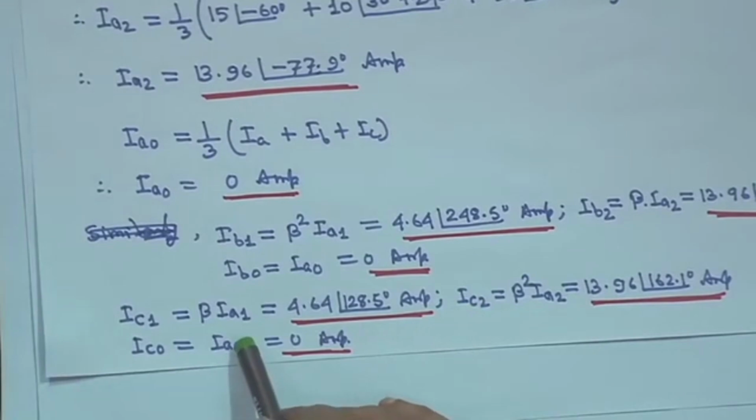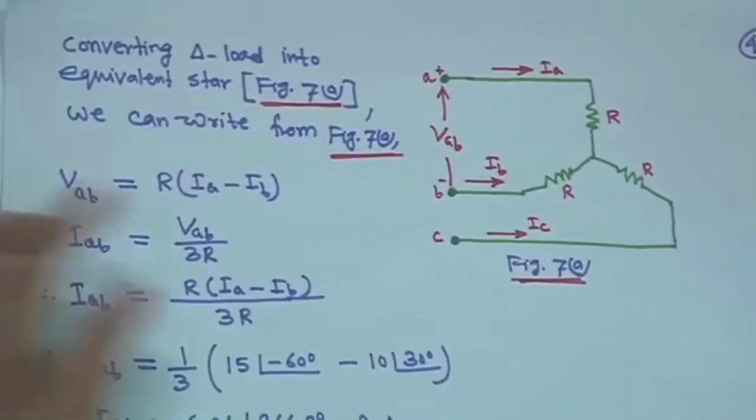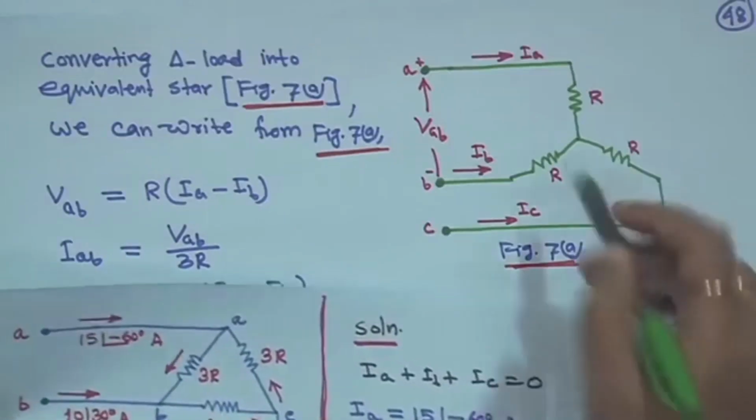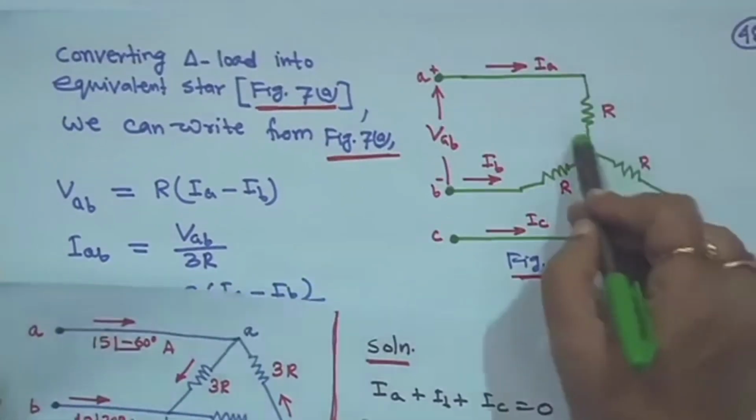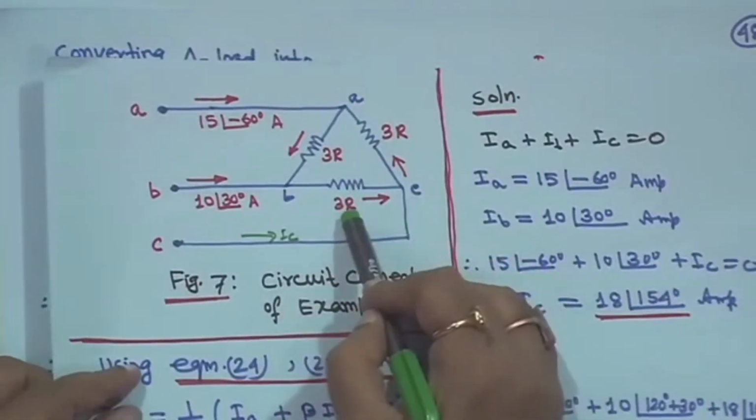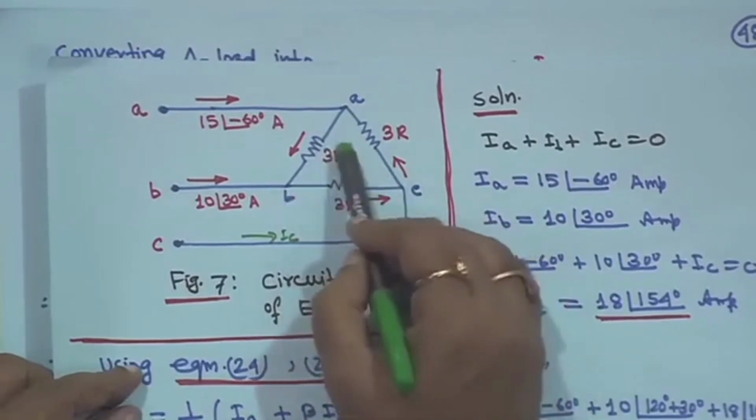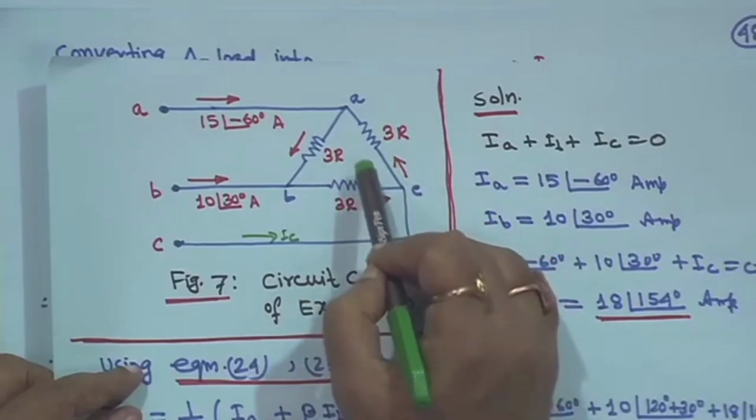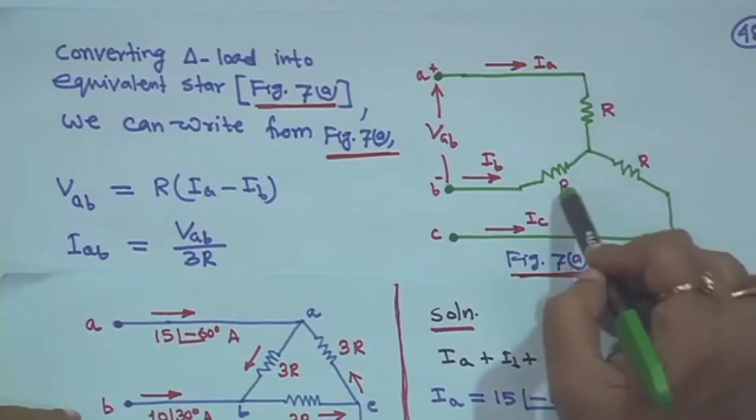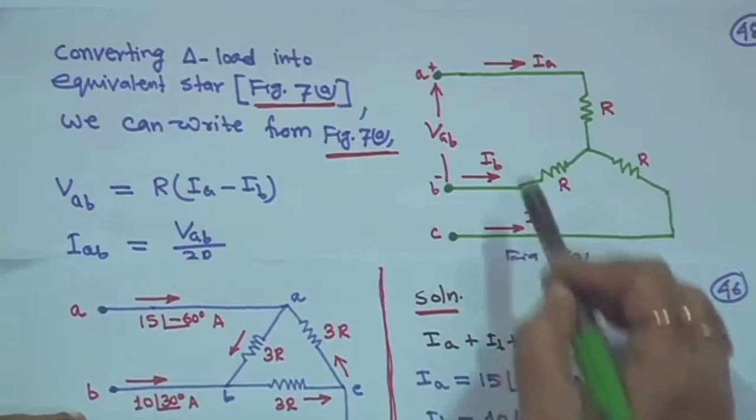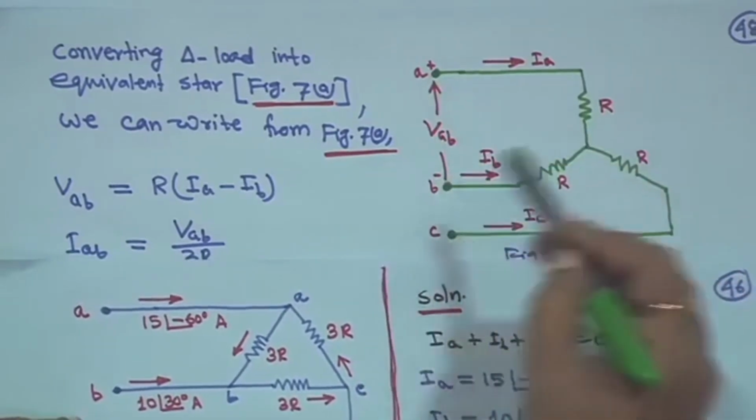Now, you have to find out something else: you convert this delta load to star. You have to convert this delta into star. So, it is given as 3R, 3R, 3R. If you convert to star, then it is 3R into 3R divided by 3R plus 3R plus 3R. So, ultimately it will become R. That is why this is R, this is R and this is R, and the currents here are taken as IA, IB, IC, and the voltage is VAB. Similarly, VBC and VCA.